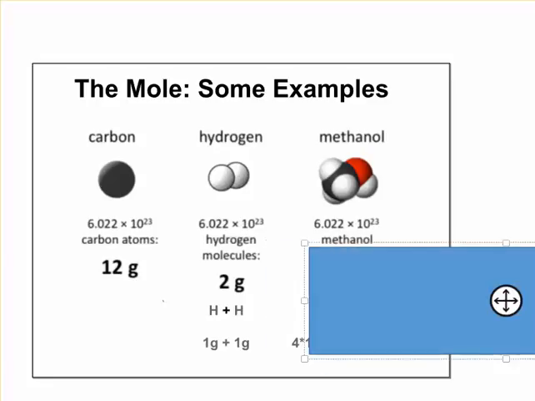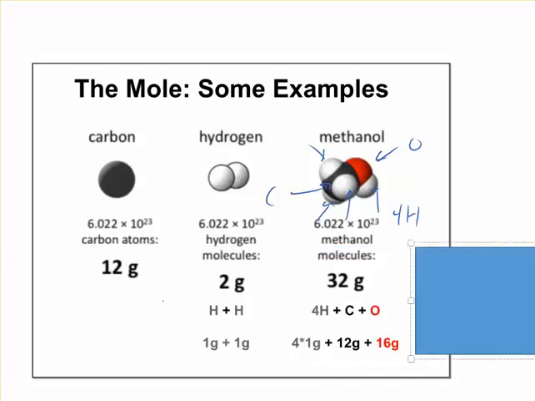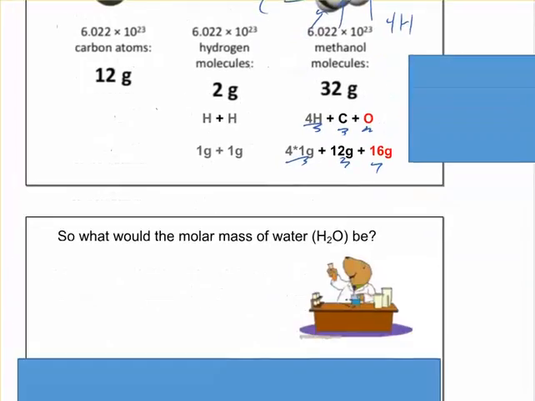Methanol is composed of a carbon atom, 4 hydrogen atoms, and 1 oxygen atom. So the mass of a mole of methanol can be found by summing the mass of a mole of all those different atoms. And that works out to 32 grams: 4 moles of hydrogen, 1 mole of carbon, 1 mole of oxygen. These are all examples of molar masses.